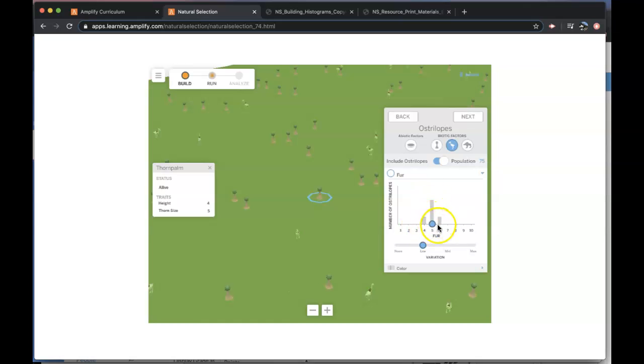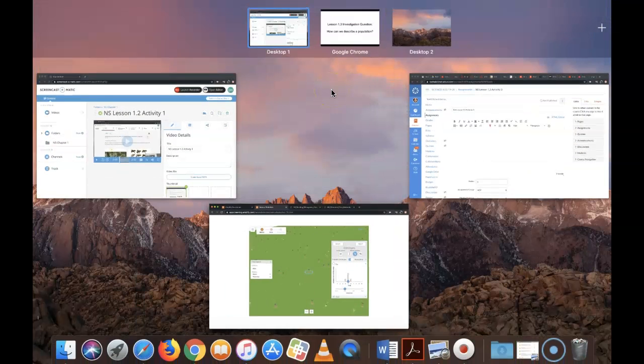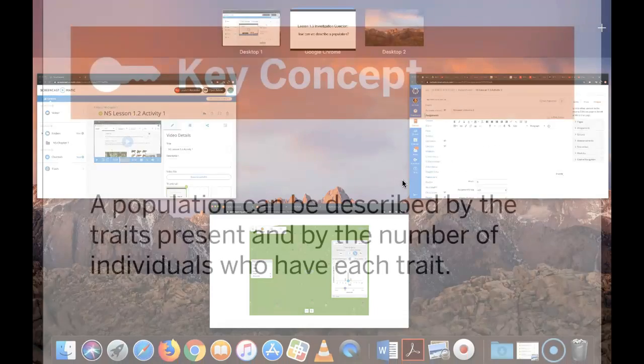In the variation, we know that there's 4, 5, and 6. Well, how many of the australopes have 4 as a fur level, have 5 as a fur level, have 6 as a fur level? This is one way that we can describe a population.